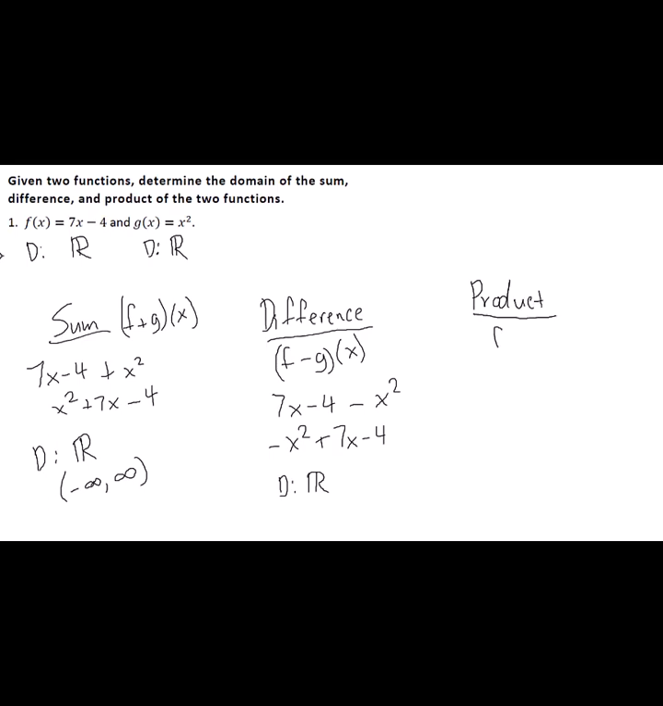So that would be fg, or f times g, of x. And so that would be 7x minus 4 times x squared. And so that gives us 7x to the third minus 4x squared. And that's cubic, and we can cube any number.